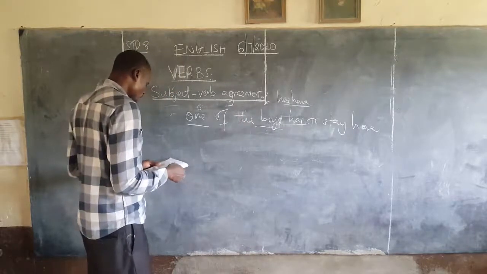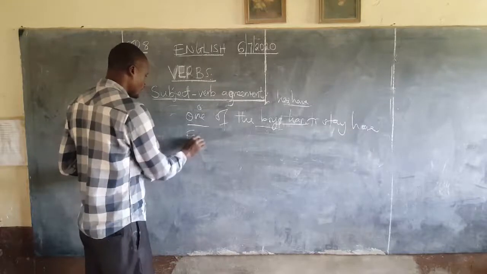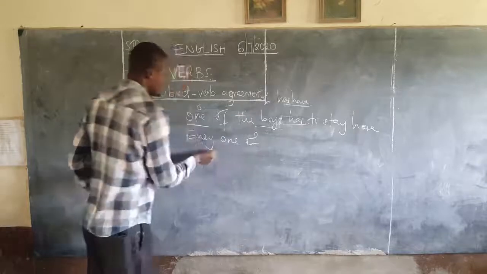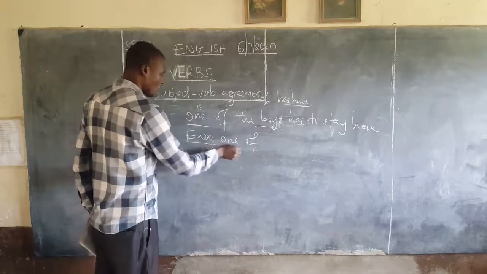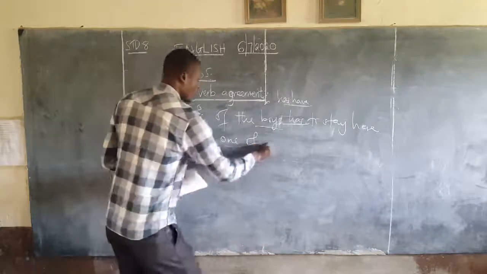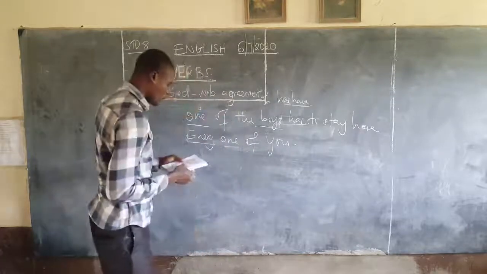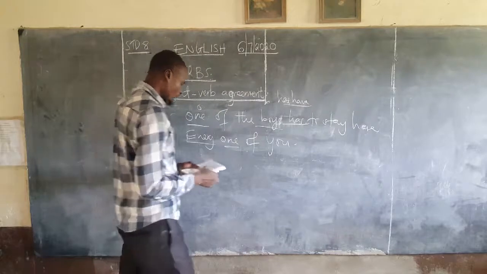The next category, every one of. You know that the word every one of. So these are three words. Every plus one plus of. So every one of you. It's a common word that is normally used in class. Every one of you was late yesterday.